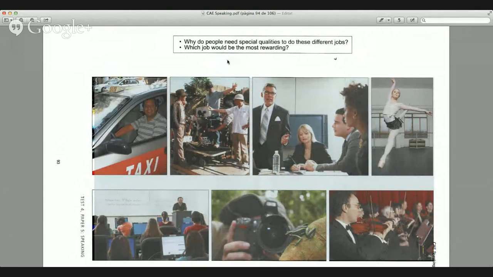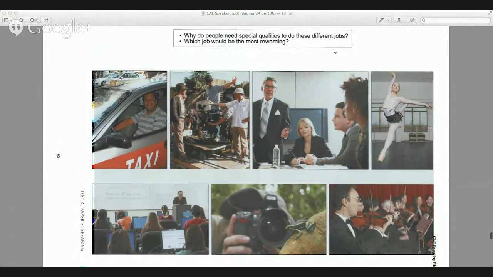Why do people need special qualities to do these different jobs? And which job would be the most rewarding? Your 2 minutes start now.